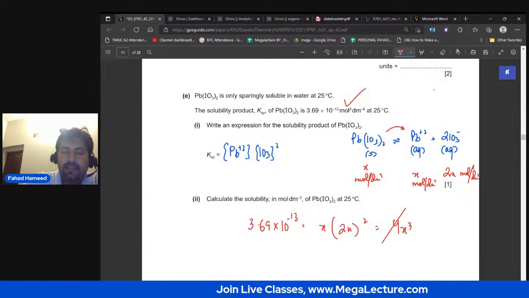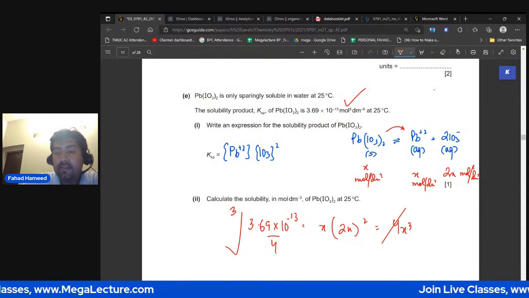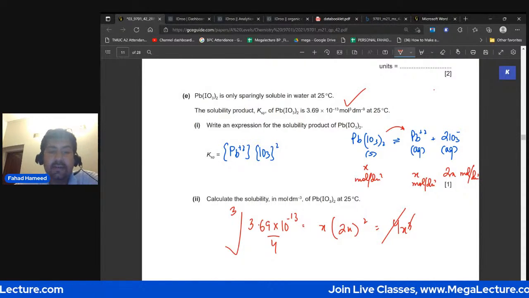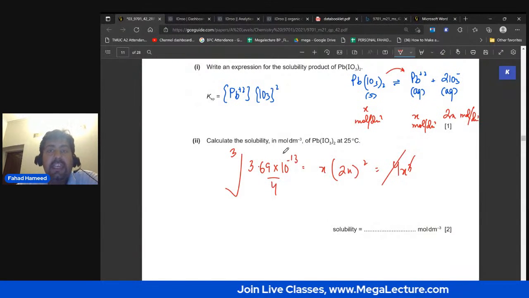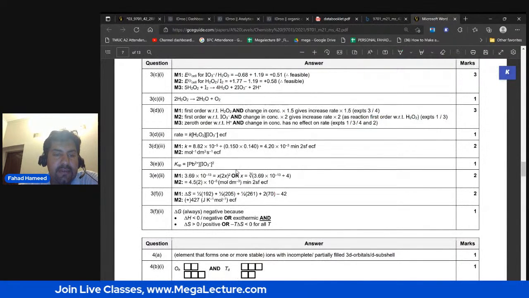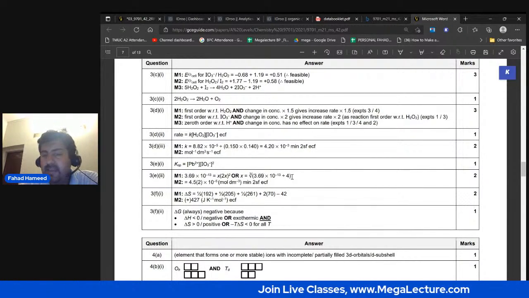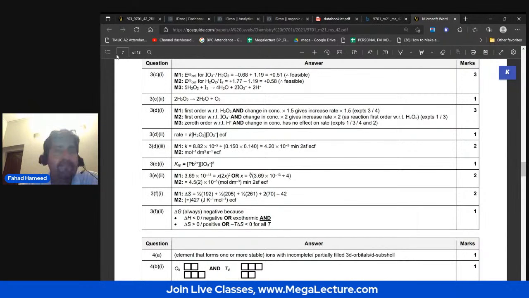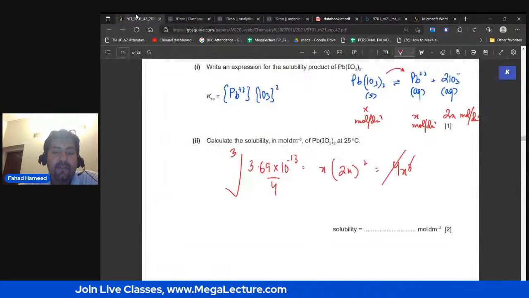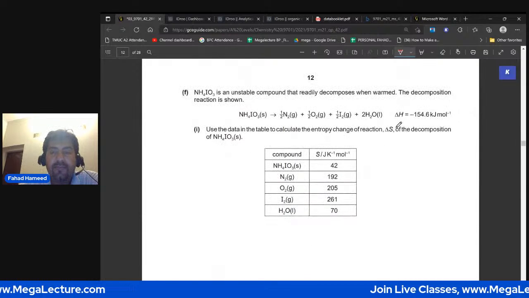So take the 4 to the other side and then take the cube root, so the 3 gets cancelled out as well, and that's going to be your expression for this. So the answer to that one is the same thing. They've done the same thing. It's the cube root of 3.69 times 10 to the power minus 13, divided by 4.